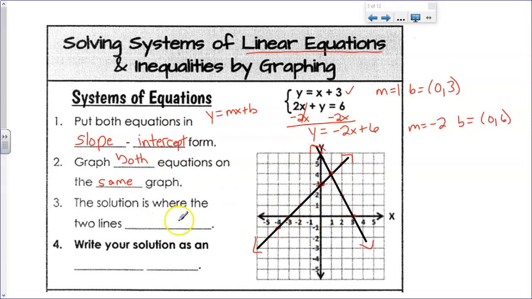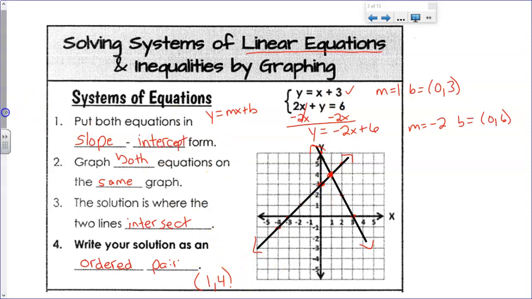The step that's new is the solution is where the two lines intersect. So now we are solving these by finding where they intersect. That's at that point right there, which is at 1, 2, 3, 4. The solution you're going to write as an ordered pair. So my solution to this is the point (1, 4).